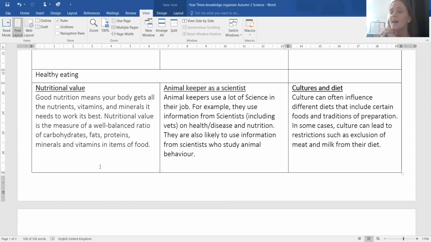And then if we look at an animal keeper as a scientist, animal keepers use a lot of science in their job. For example, they use information from scientists, including vets, on health or disease and nutrition. They also are likely to use information from scientists who study animal behavior to decide what the animals need by looking at their behavior. Lastly, just a short thing, culture and diet. Culture can often influence different diets that include certain foods and traditions of preparation. In some cases, culture can lead to restrictions such as exclusion of meat and milk from their diet.